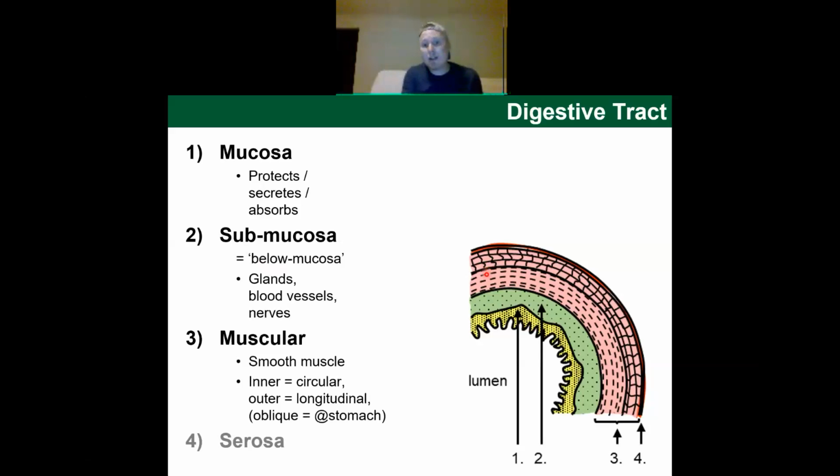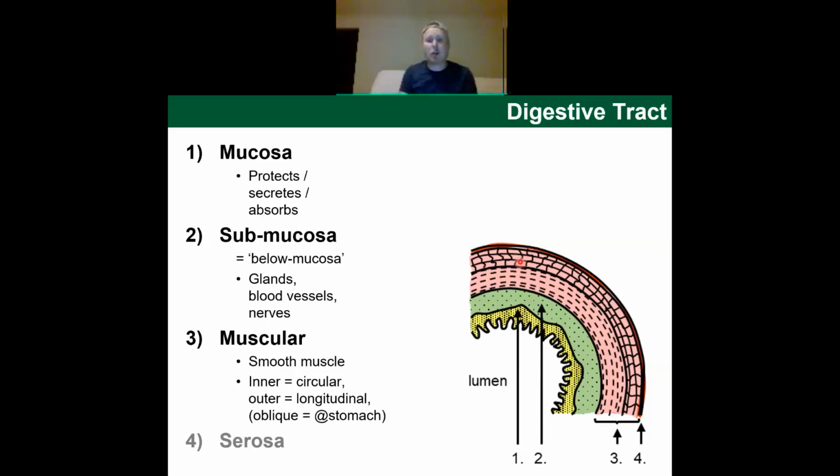We've got an inner layer, which is circular. So if this is the tube, it runs around that tube as a circle. That's the innermost layer that we see here. The outer layer of the muscular layer of the digestive tract wall is actually longitudinal, so it runs the fibers along that tube that we saw. And it cannot really squeeze that tube, but it can bring the length of the tube back and forth. It can make the tube longer or shorter.